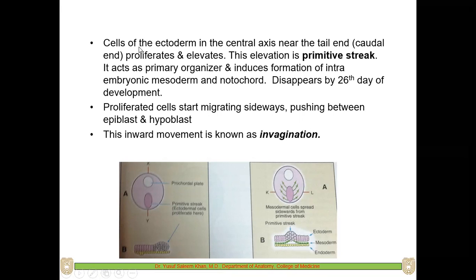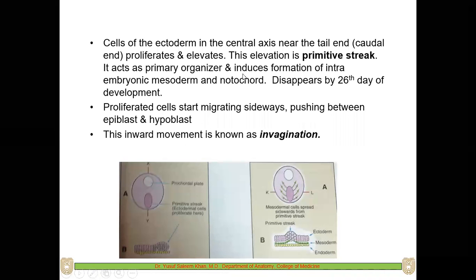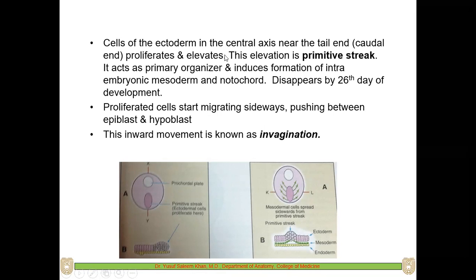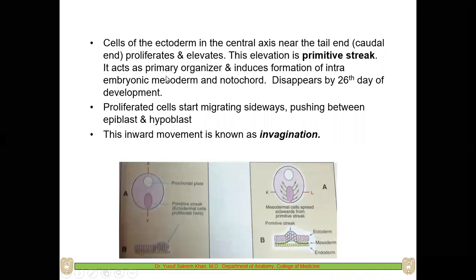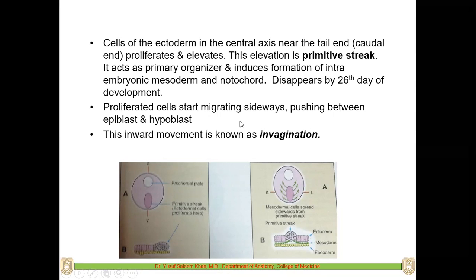The cells of the ectoderm in the central axis near the tail end proliferate and elevate. This elevation is called the primitive streak. It acts as a primary organizer and induces the formation of the intra-embryonic mesoderm and the notochord. Once this mesoderm is formed, the primitive streak starts disappearing by the 26th day of development.